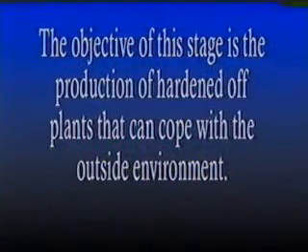So to summarize, the objective of this stage is the production of hardened-off plants that can cope with the outside environment. Producing plants through tissue culture is now an important method of asexual reproduction in many horticultural plants and an adjunct in plant production through genetic engineering, which will dominate plant production scenes in years to come. We hope that this video has provided you with some fundamentals on this expanding area of plant production.